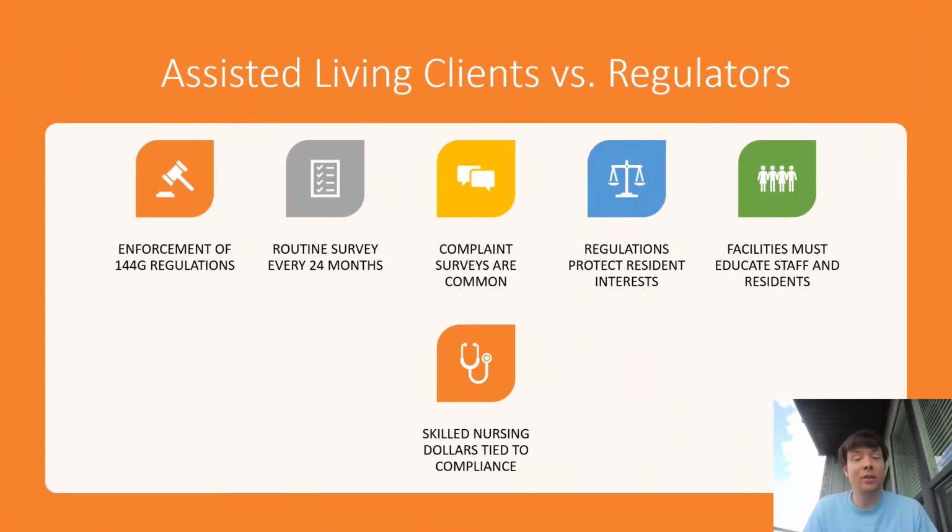Assisted living clients versus regulators. In August of 2021, Minnesota enacted a new array of comprehensive regulations known as 144G. These regulations set the bar high and bring the level of care needed closer to that of a skilled nursing facility. Under these regulations, surveys are conducted every 2 years, and complaint surveys may be conducted as necessary in between.